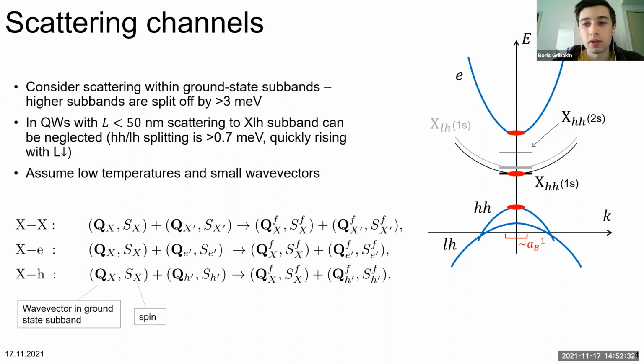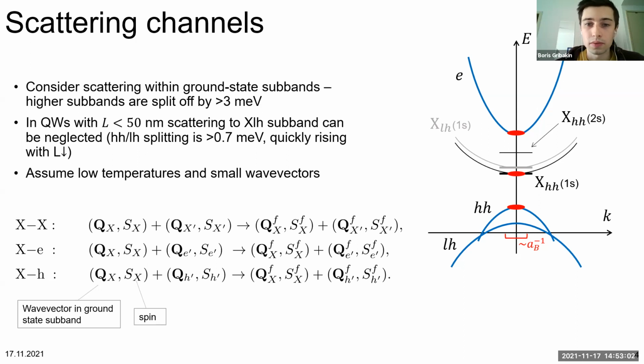We will be assuming that the temperatures are very low, so these are cryogenic temperatures, helium temperatures, and this will allow us to neglect all of the scattering channels in which either of the interacting particles is excited to the next subband. So all of the scattering will take place in the ground state subbands. And as a result of a scattering event, the momenta or wave vectors of the particles can change, as well as their spins.